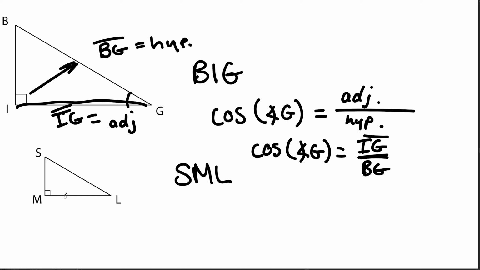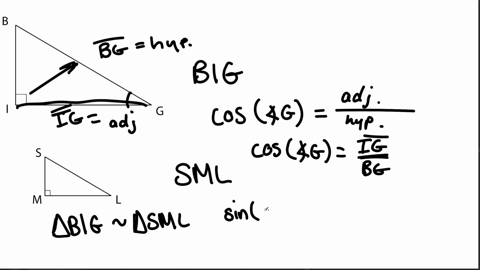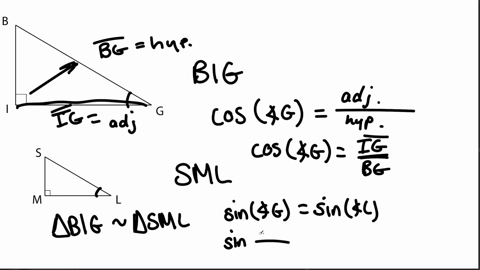All right, so let's try something else here. Let's say that triangle BIG is similar to triangle SML. Now what we're trying to do is establish trig relations. So if I say sine of angle G, what is that going to be equal to in terms of the small triangle? Well, we just look at the angle and where it's at, and we find that the angle L is going to be equivalent to the angle G, since they're similar triangles. So sine of angle L is equal to the sine of angle G. And if you think about it, sine is the fraction of the opposite side and the hypotenuse side.